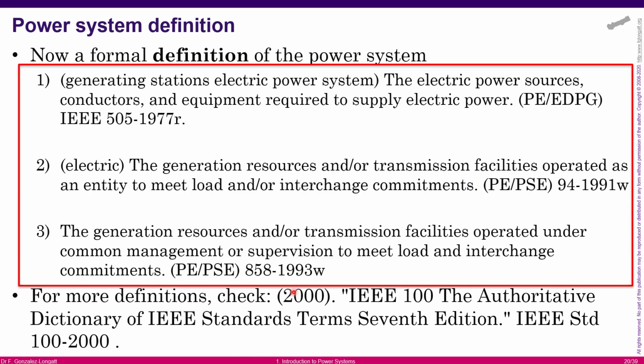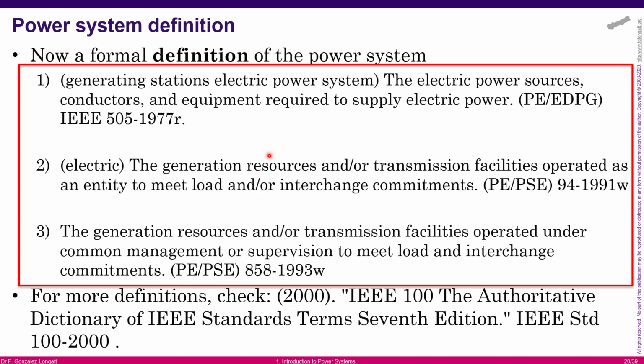Okay, but what is the formal definition of electrical power system? Well, the formal definition can be found in standards or legal documents. Here I will use the IEEE. The IEEE Standard 100 says that it is basically any kind of electric sources, conductors, and equipment required to supply electric power. That is one of the definitions, IEEE 505.